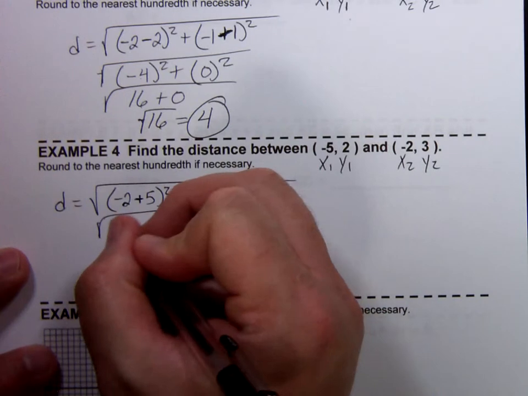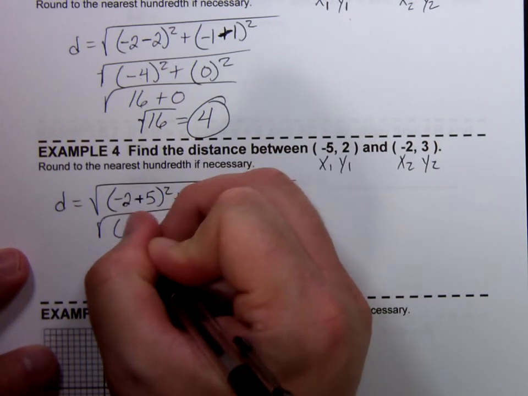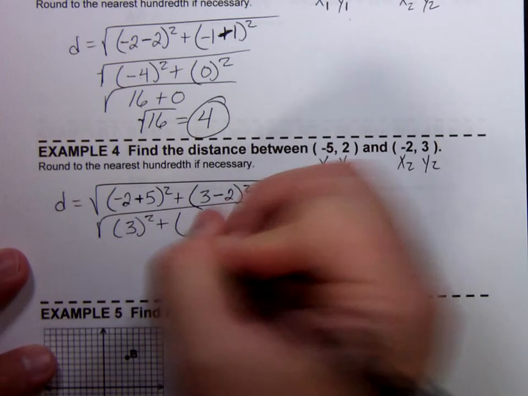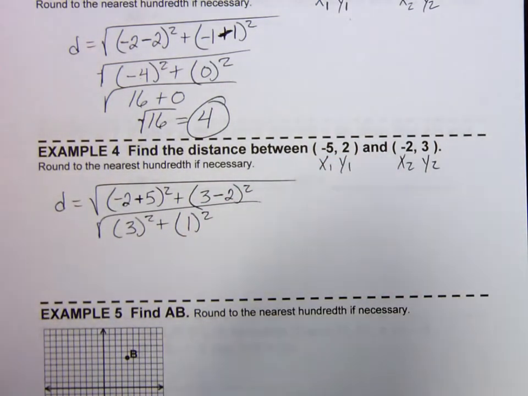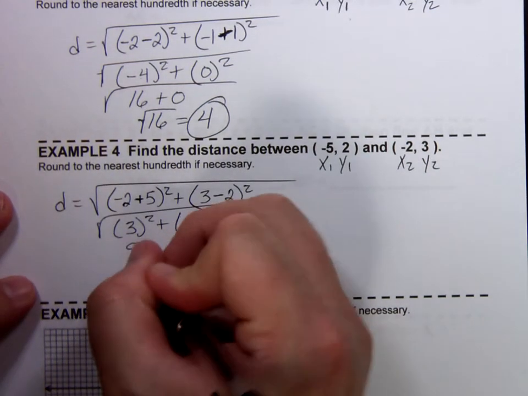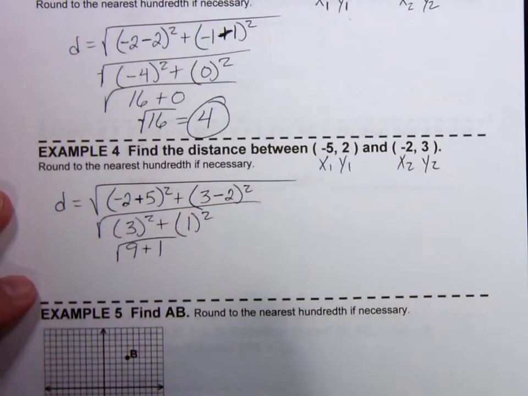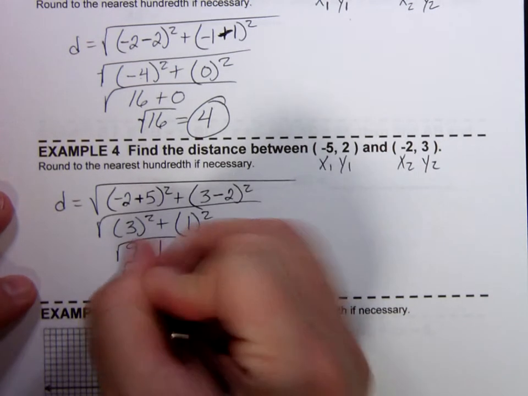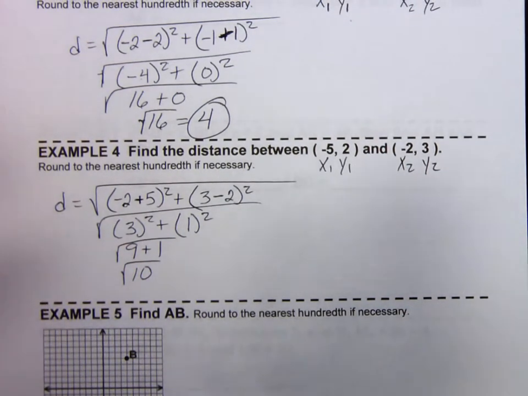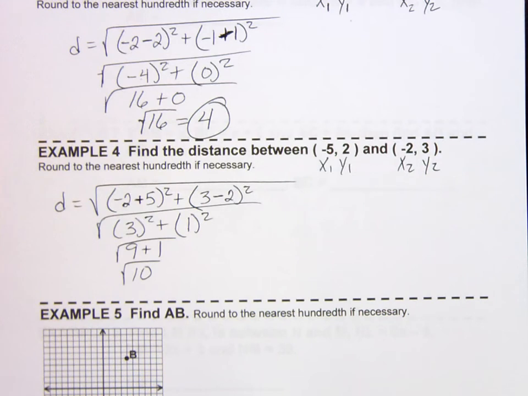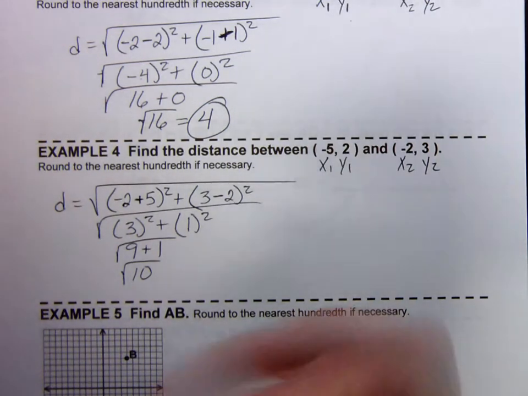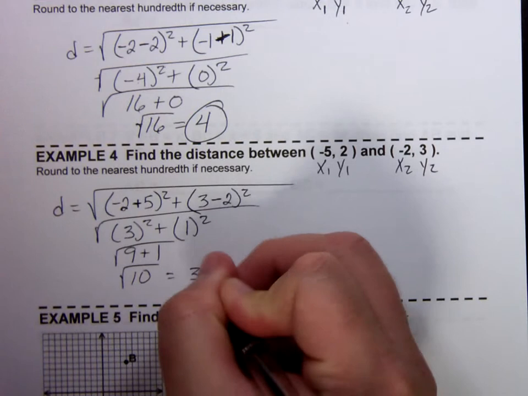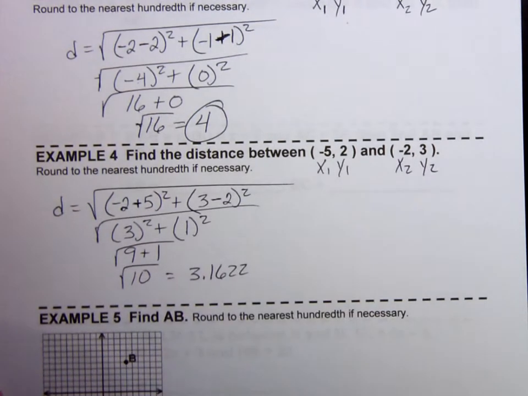So what's inside the parentheses? We got negative 2 plus 5 is 3. And we have 3 minus 2 is 1. After parentheses is exponents. 3 squared is 9. 1 squared is 1. Add them together. Take the square root. Now if you take the square root of 10, you're not going to get a whole number. But notice in the directions that it said round to the nearest hundredth. So we do square root of 10. In the calculator, it says 3.1622, whatever. It goes on and on.